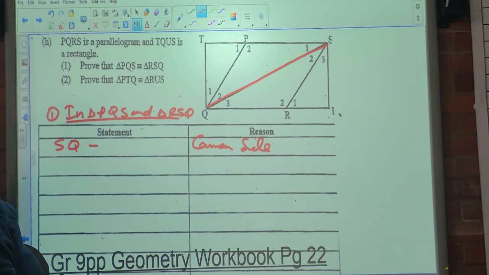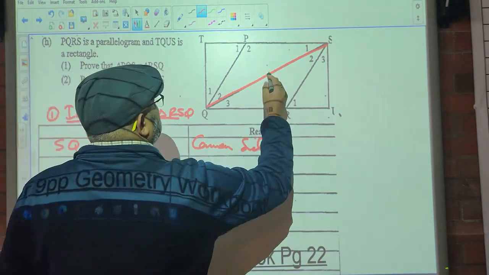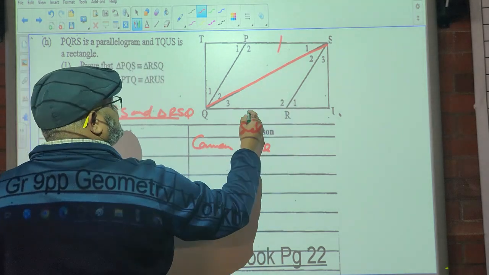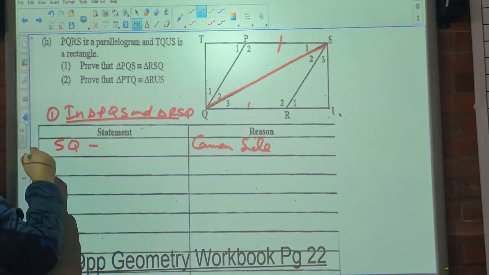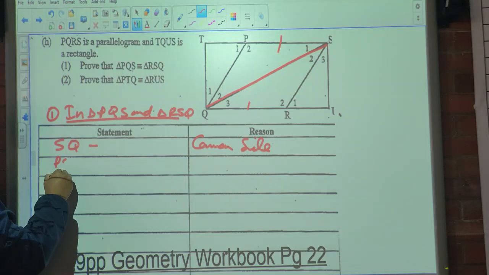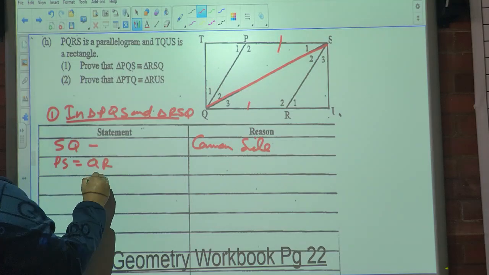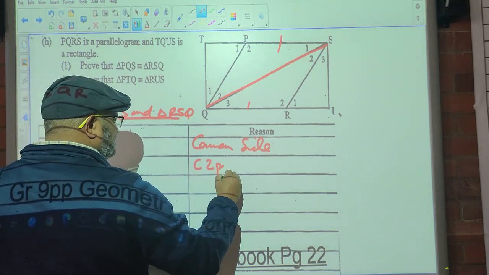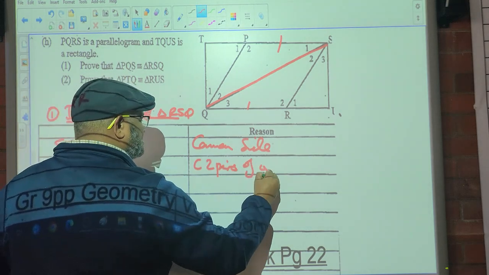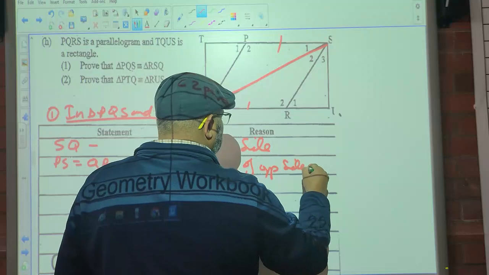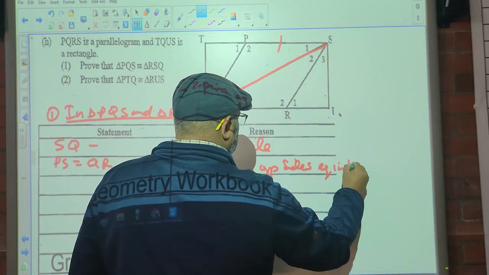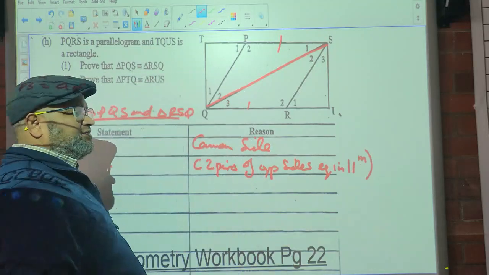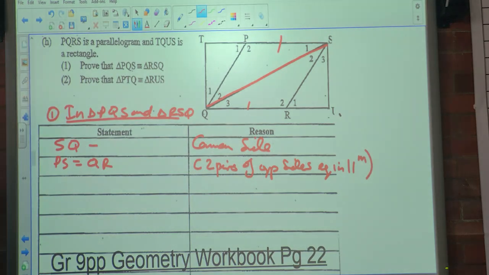Okay, and then PS is equal to QR. Why? Because two pairs of opposite sides are equal in a parallelogram. It's another way of writing a parallelogram. We can write the word parallelogram or PAR. Okay?